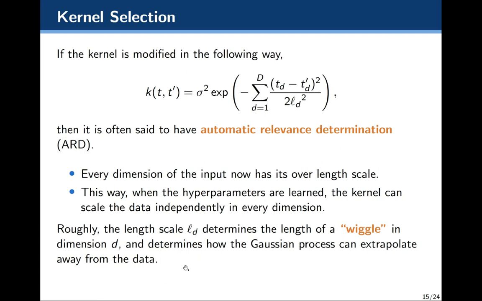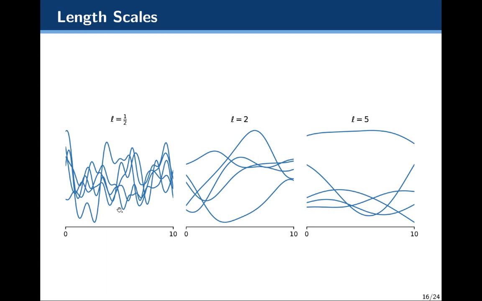And this length scale, in GP terms, we say affects the wiggle in dimension D and determines how the Gaussian process can extrapolate away from the data. So looking at some particular length scales, here are some samples from the distribution implied by a Gaussian process, using different length scales. We can see that if the length scale is very small, then our samples may be very, very wiggly. And if the length scale is large, we see our functions change very smoothly. They don't wiggle very much because the covariance properties are stronger across longer distances.